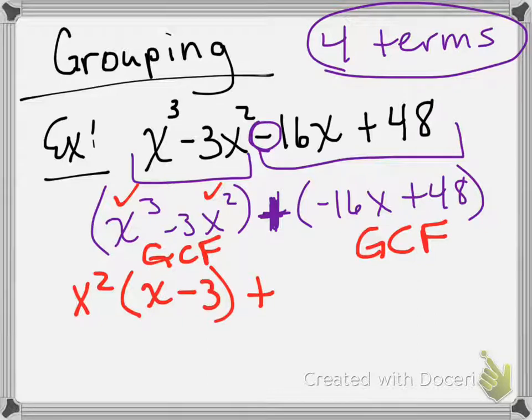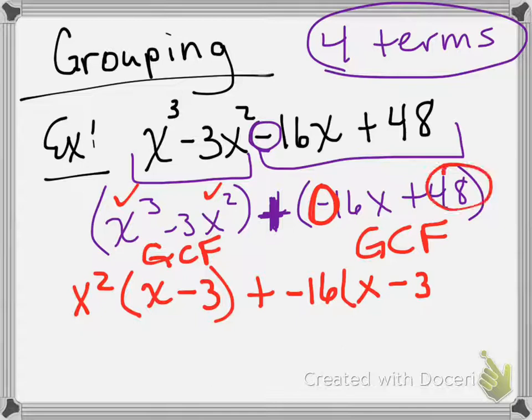In my second grouping, my greatest common factor is 16, but remember I have that negative, so what I want to do is take the negative out. I don't really like for that first term to be a negative number. So we're going to take out negative 16, which leaves me with x, and then minus 3, because if I take 48 divided by negative 16, that's going to leave me with negative 3.